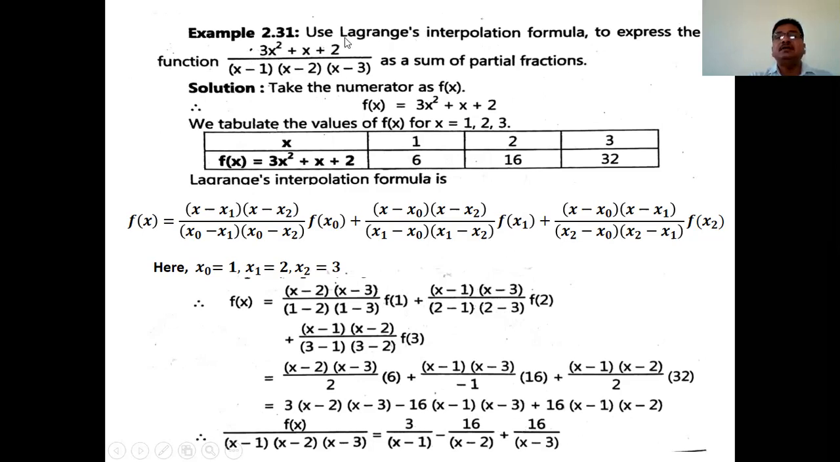So what is the question? Use Lagrange's interpolation formula to express the function as a sum of partial fractions. So this RHS is the sum of partial fractions of this function.